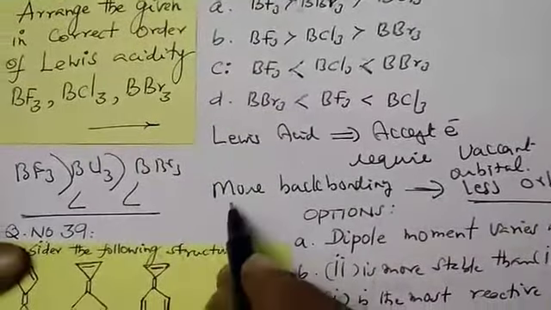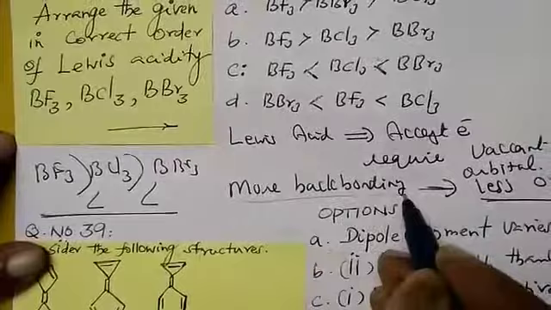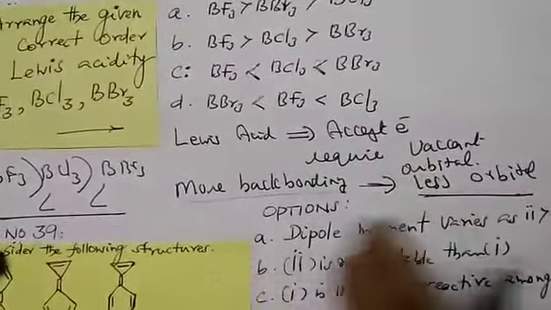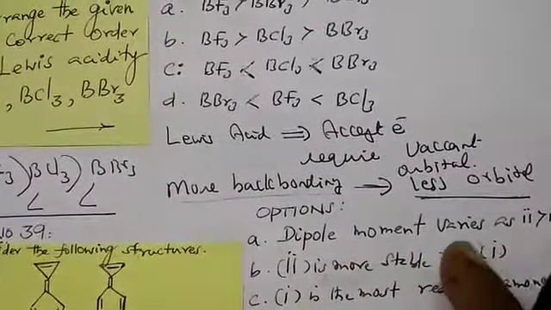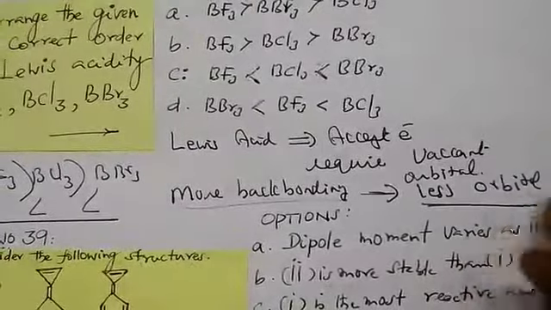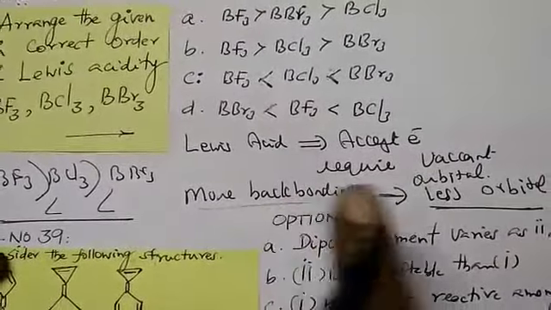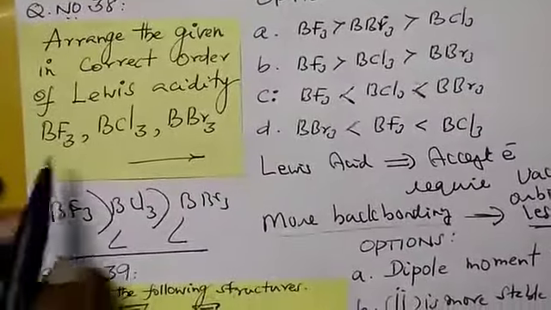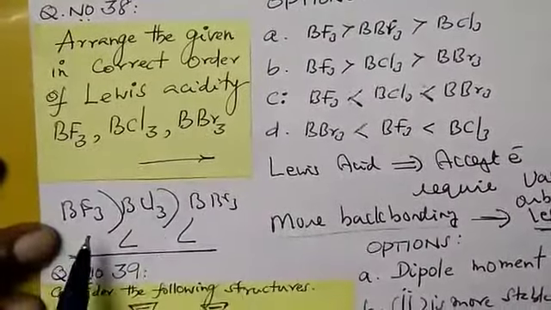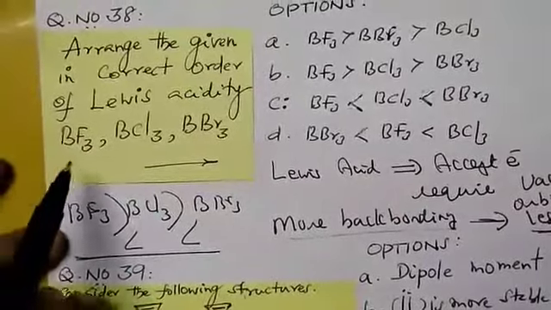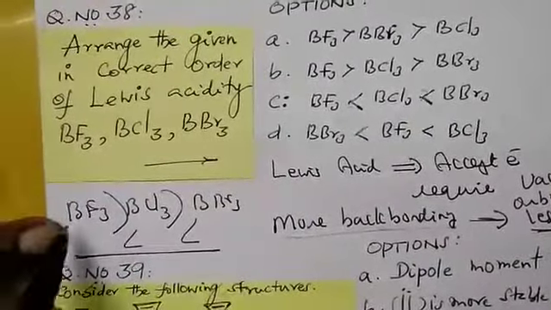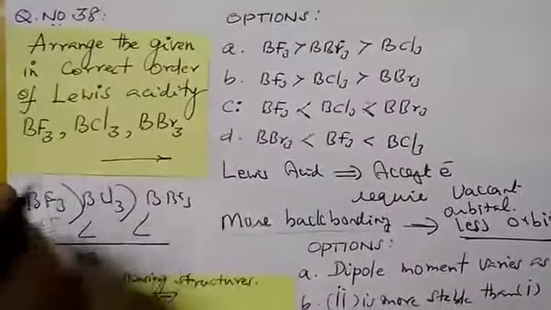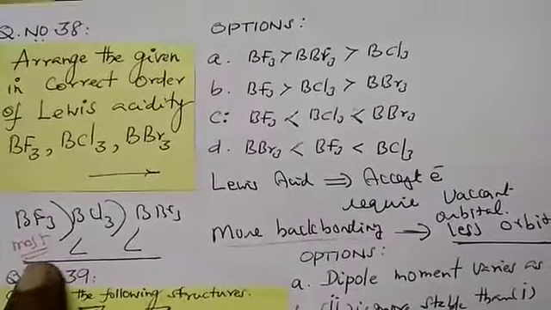Now in this case, what is pronounced is more back bonding. Back bonding influence means the empty orbital available will decrease. With more back bonding, empty orbital availability will be lesser. Now let us come to our question. These things are written here. What is happening here? Small size: in this one the size is smaller, so this has the most back bonding. Size is smaller, most back bonding.